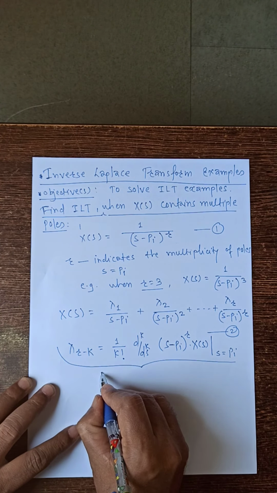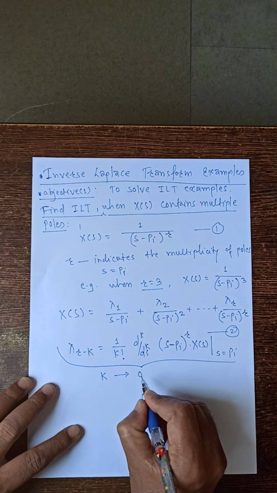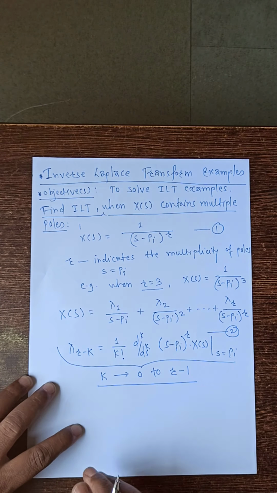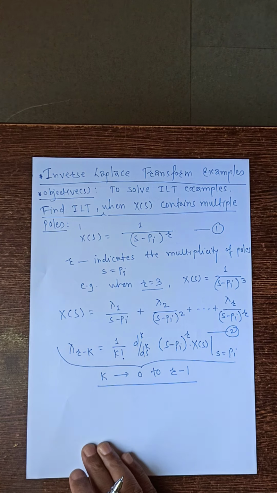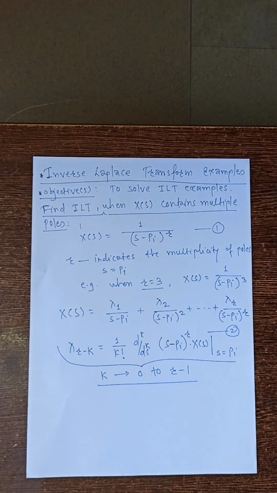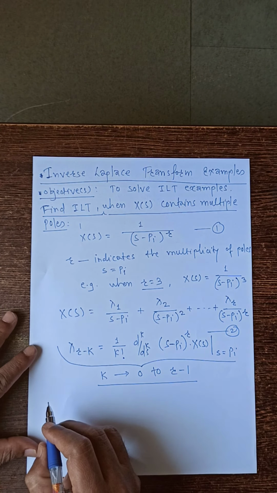The value of k ranges from 0 to r minus 1. That means if r is equal to 3, the value of k is equal to 0, 1 and 2. So this is the equation that we have to use to find the values of lambda 1, lambda 2, that means the constants of X(s). Now directly we'll start with one example, and we use this formula of multiplicity.